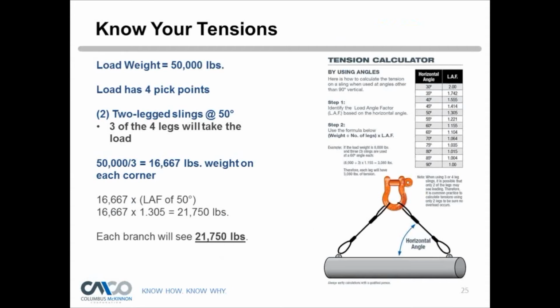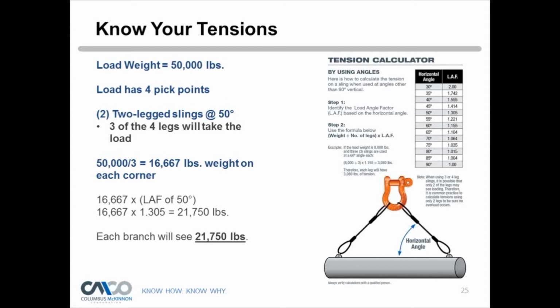So we take the load weight. The load has 4 pick points. We're using a 2-leg sling at a 50-degree angle. Again, 3 of the 4 legs will take the load. So 50,000 divided by 3 is 16,667. Okay, that's the weight on each corner.